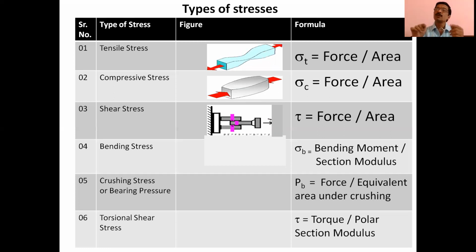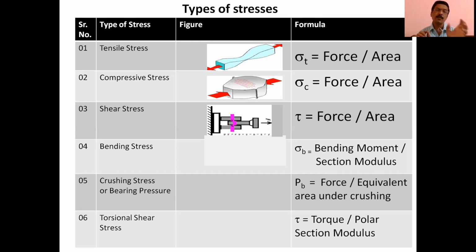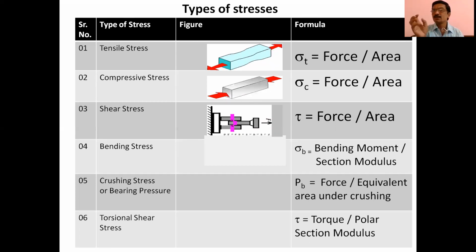It is generally denoted by tau, and this is also equal to force divided by area. So the third type of stress is direct shear stress. Direct shear stress means there is a direct loading perpendicular to the axis, and because of that there is a failure, and this is denoted by tau, which is force divided by cross section area.